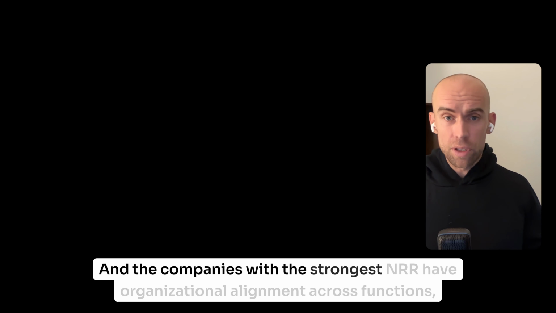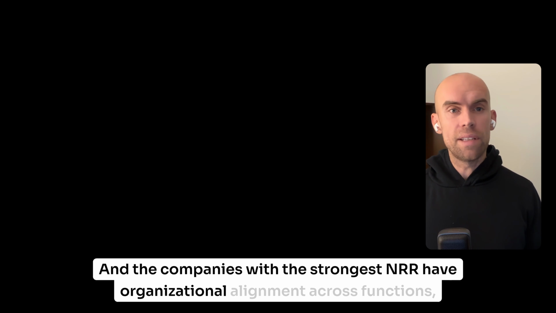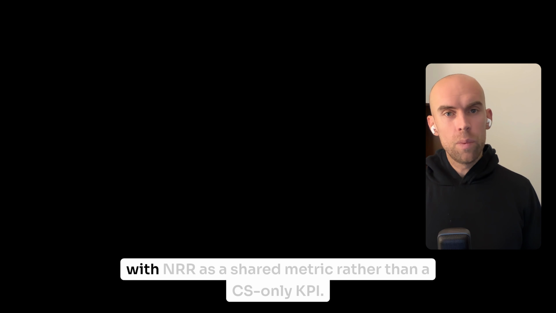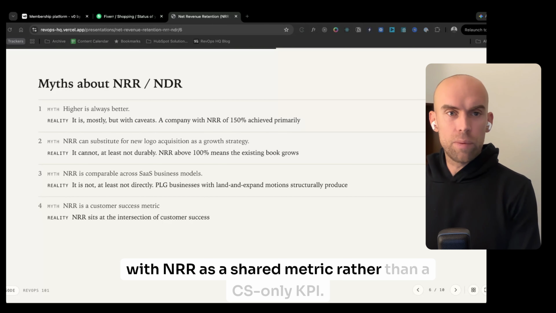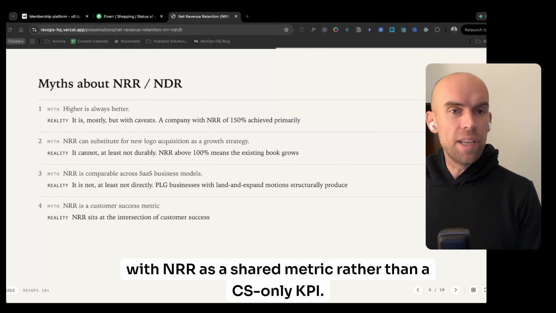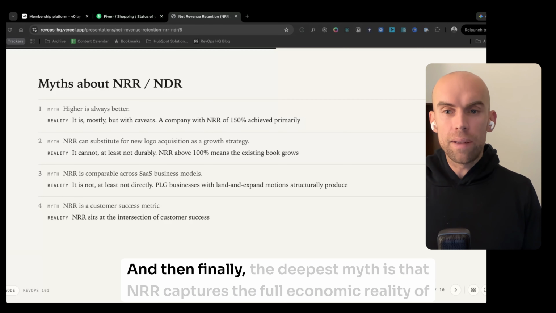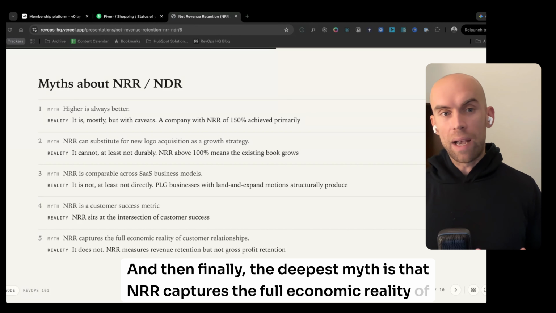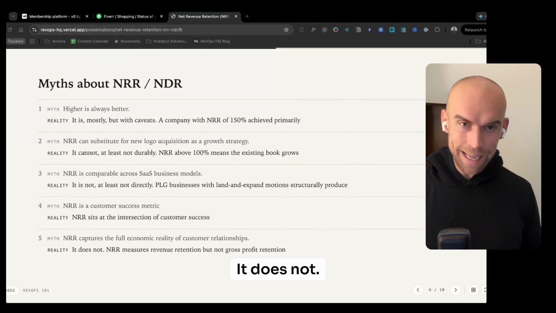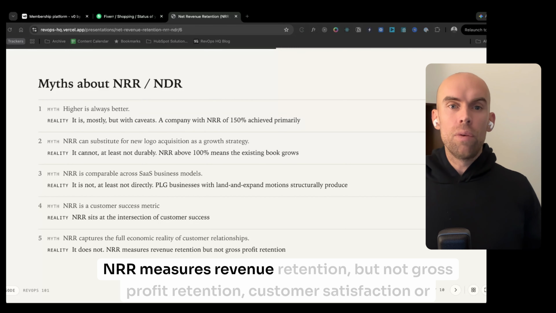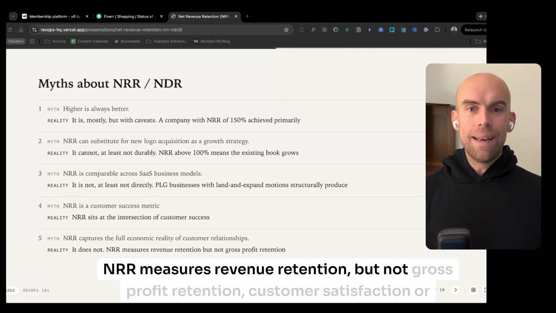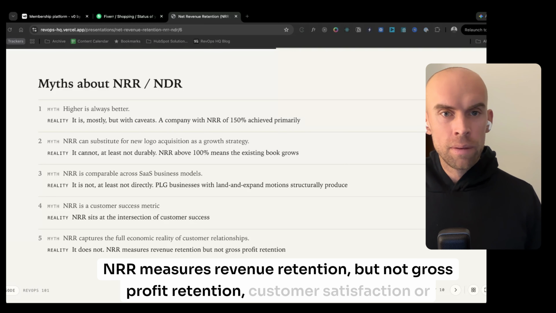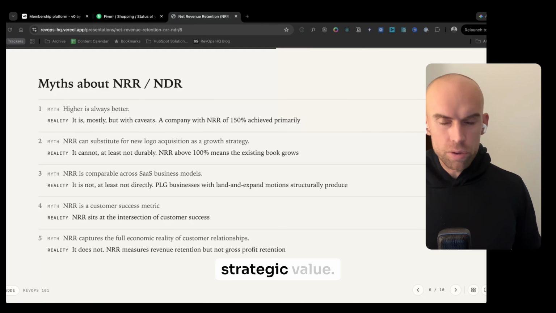And the companies with the strongest NRR have organizational alignment across functions, with NRR as a shared metric rather than a CS-only KPI. And then finally, the deepest myth is that NRR captures the full economic reality of customer relationships. It does not.